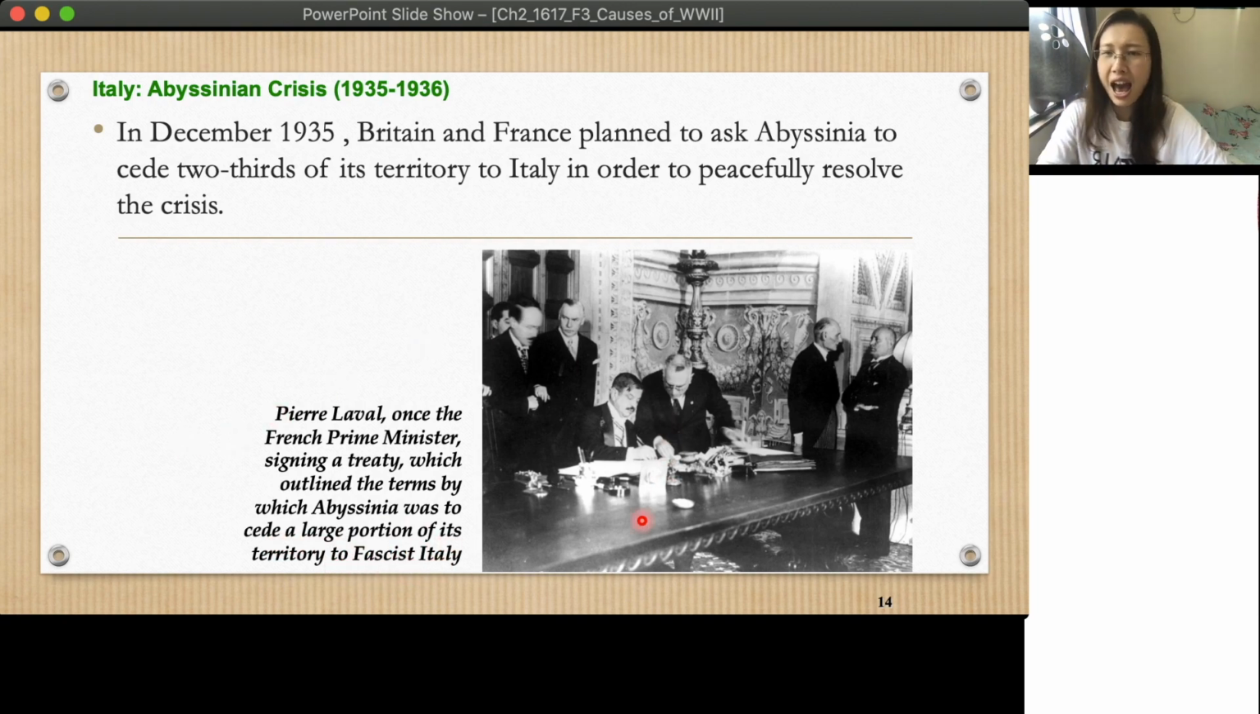So you may see how the whole settlement can be so illogical, right? Because this is a Prime Minister from France. He is signing a treaty to let Italy have Abyssinia. I think at least it should be Abyssinia's Prime Minister or leader signing the treaty, right? So they don't really give them any chance to negotiate for these things.